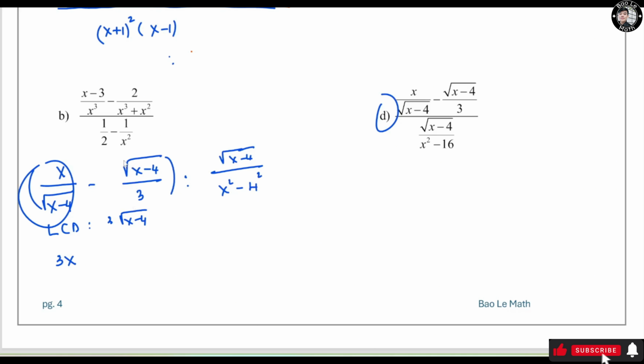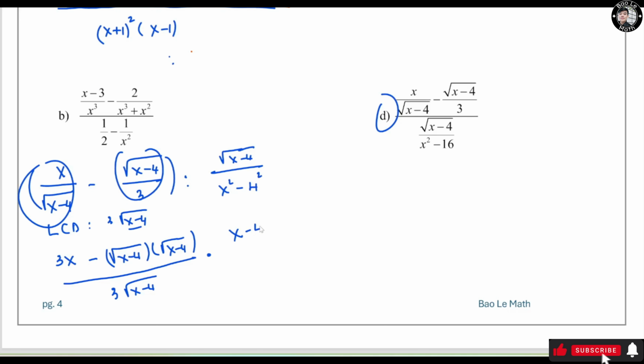And the second one right here, you miss √(s − 4), right? So it could be negative √(s − 4) times √(s − 4) divided by the LCD, which is 3√(s − 4), right? Now for the second one right here, you can turn this one into multiplication and take the reciprocal of this one, right? And you're going to factor this one out using difference of two squares, right? So (s − 4)(s + 4), right? Divided by √(s − 4), right?